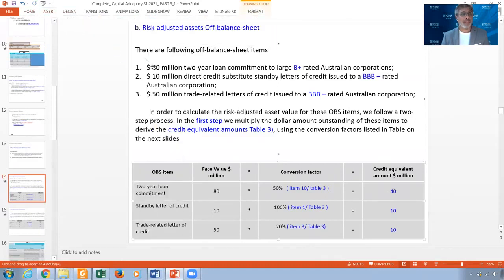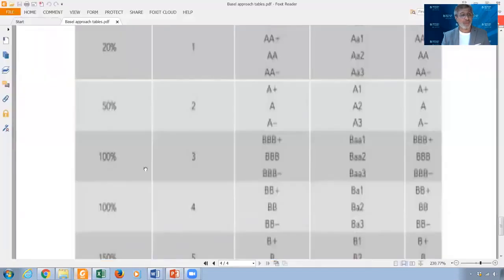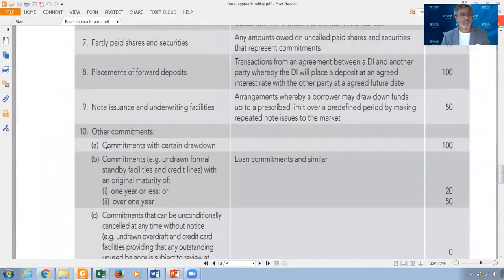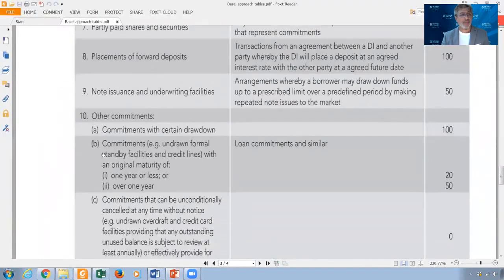We have to bring the 80 million, the 10 million, the 50 million. And then I did 80 million, 10 million, and 50 million. Then I have to go to get the conversion factor, which is now I have to go to table 3 and 4. Look, for example, for this item, it's a 2-year commitment. So I have to go to the tables, this is commitments, which is item number 10.